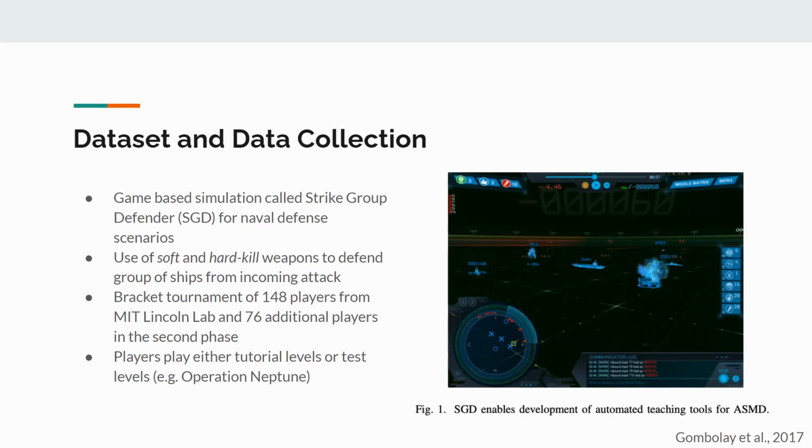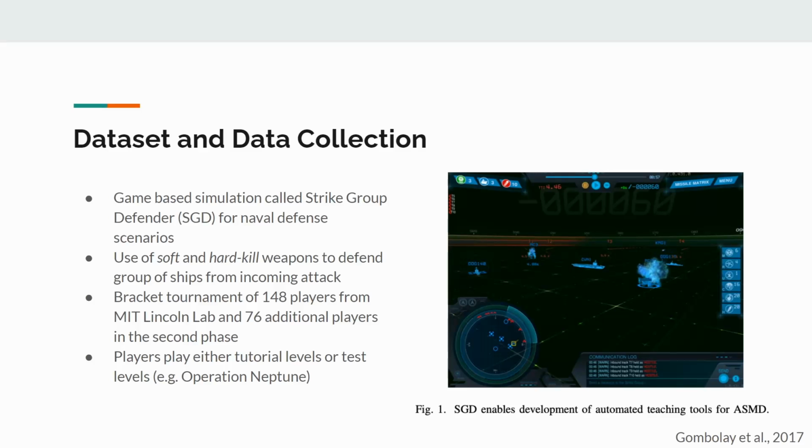So the simulation developed to study this is a game called Strike Group Defender, and it's a serious game, not a normal game, and it's for the purposes of training. In this serious game, there were two types of weapons that the player could use: soft kill and hard kill weapons. The soft kill weapons are things like flares to get in the way of a missile that's targeting the player's ship. Hard kill weapons are other missiles that the player could deploy to intercept.